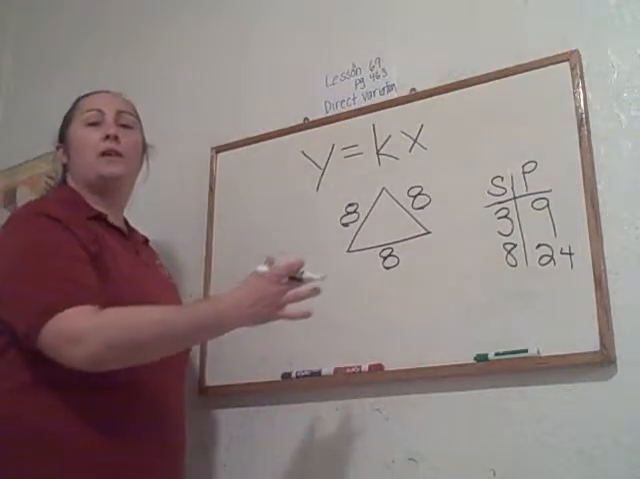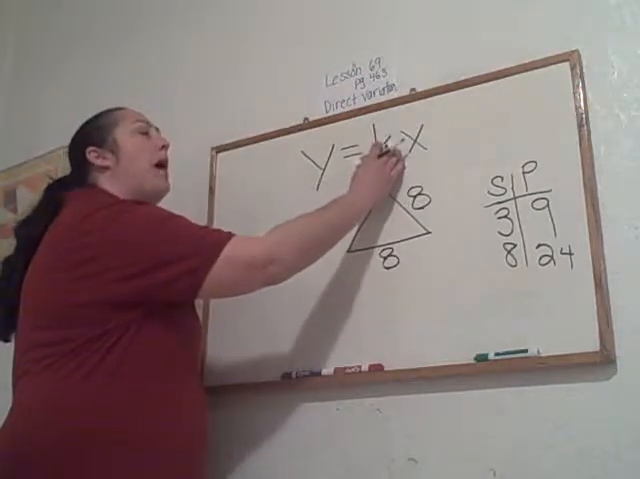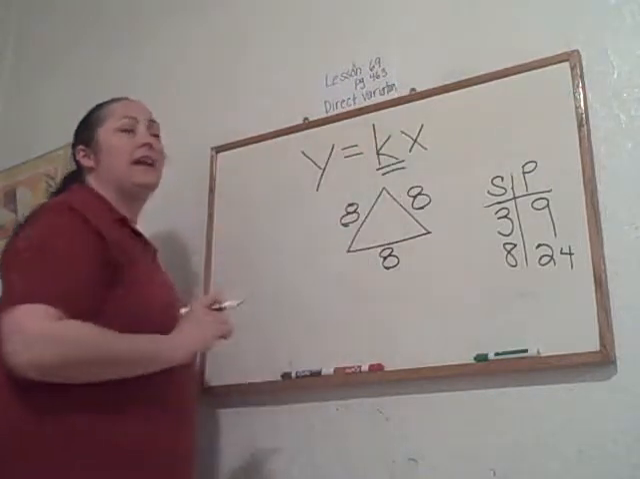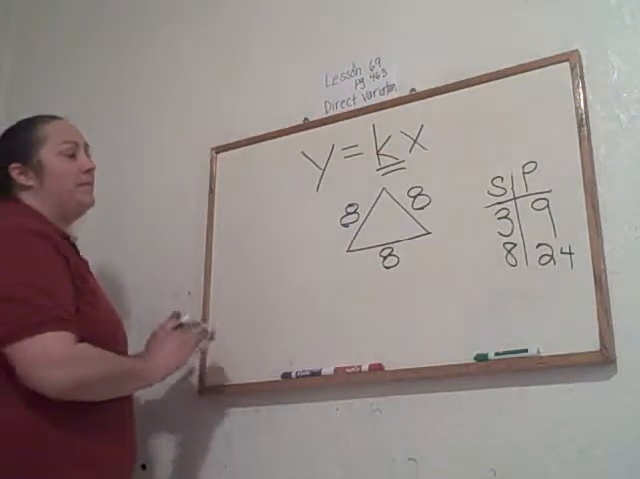What we're doing in a direct variation is we're multiplying. We're taking one variable and multiplying it by the same number over and over again. That's why it's called a constant. It does not change.